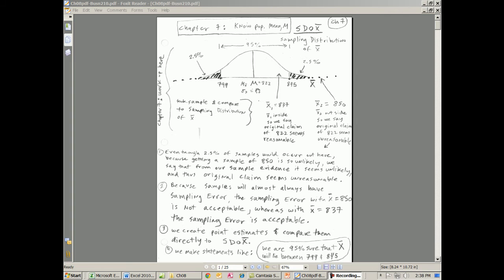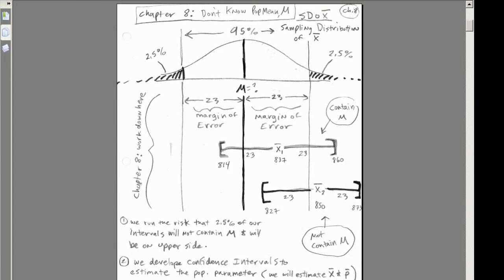Now, very clear, and I have it written down here, the statements we made in Chapter 7 are, we believe that 95% of the Xbars will lie between these two values. In Chapter 7, we knew, or had a good estimate of, the population mean. Next page. But what do we do if we don't? So we just flat out don't have a good way of estimating this.